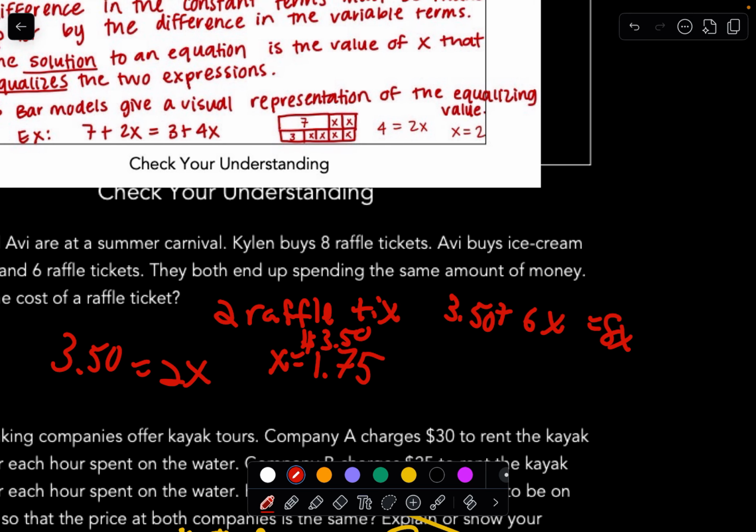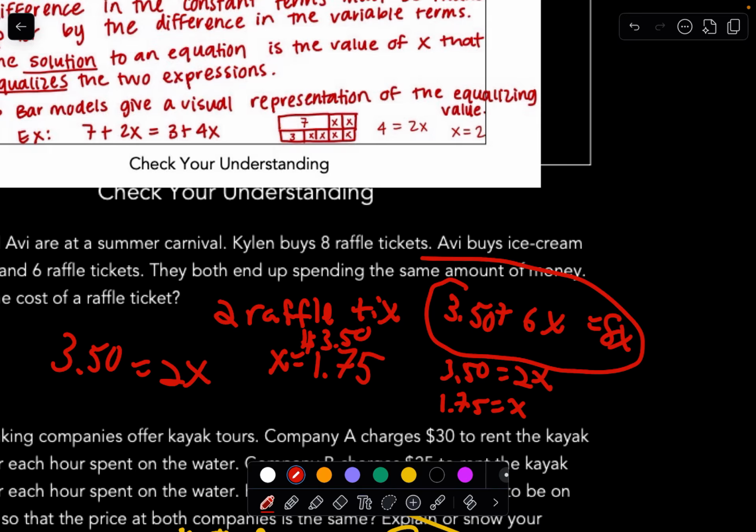All right, algebraically, you write this. Then you would subtract 6x from both sides, and you get $3.50. This is the step-by-step procedure. Then divide by 2, you get $1.75. Both ways give you the same answer.